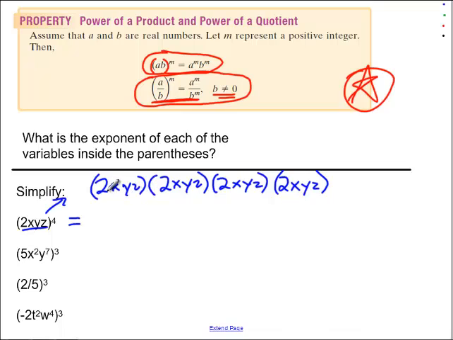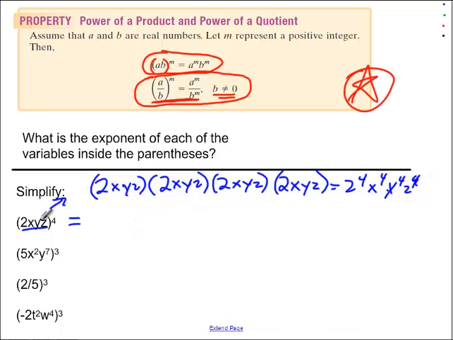And then from here you'd say, well, I've got 2 times 2 times 2 times 2. That would be 2 to the fourth power, and I've got x times x times x times x. That would be x to the fourth power. We'd have y to the fourth power, and we have z to the fourth power, and then there's your answer.